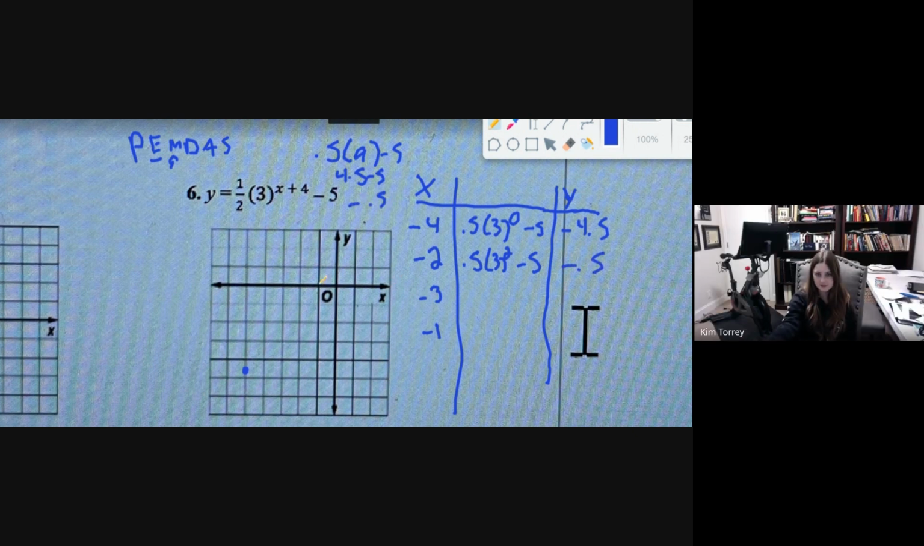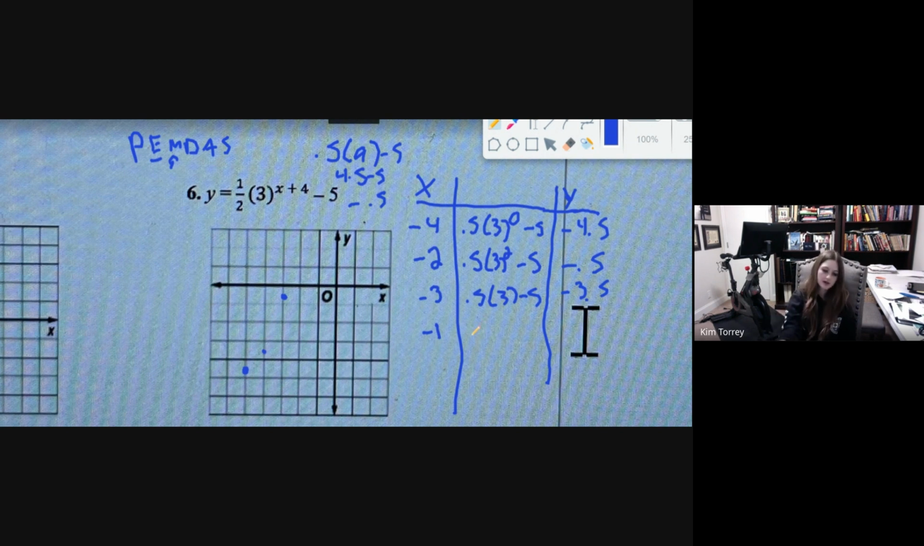So for the next one, -3, you do -3 plus 4, which is 1. 3 times 1 is 3. 3 times 0.5 is 1.5 minus 5, which is negative 3.5. So that is your answer for that.